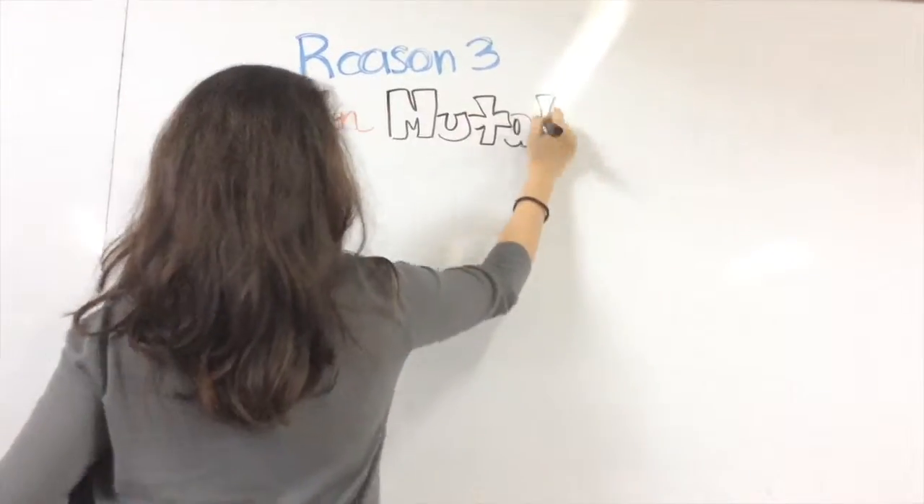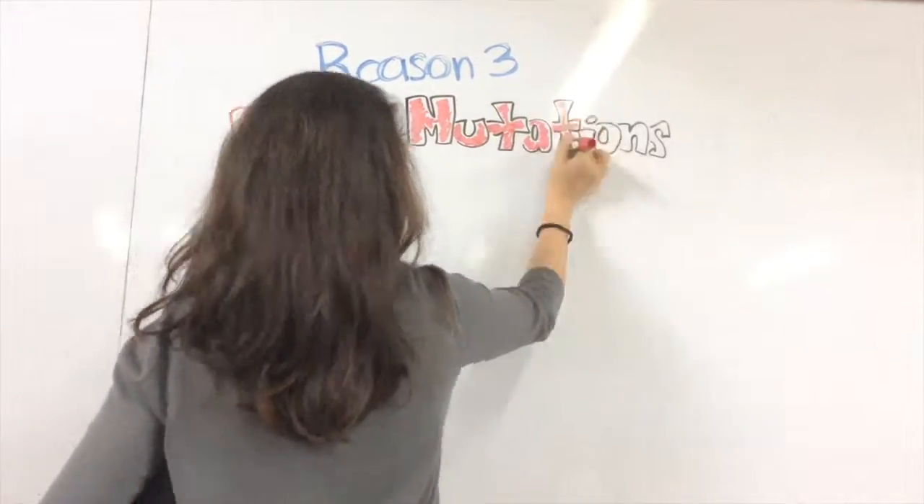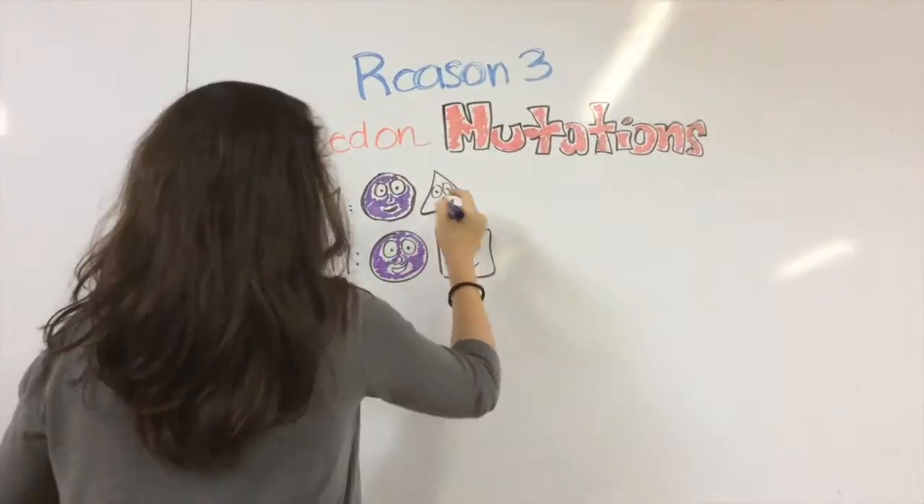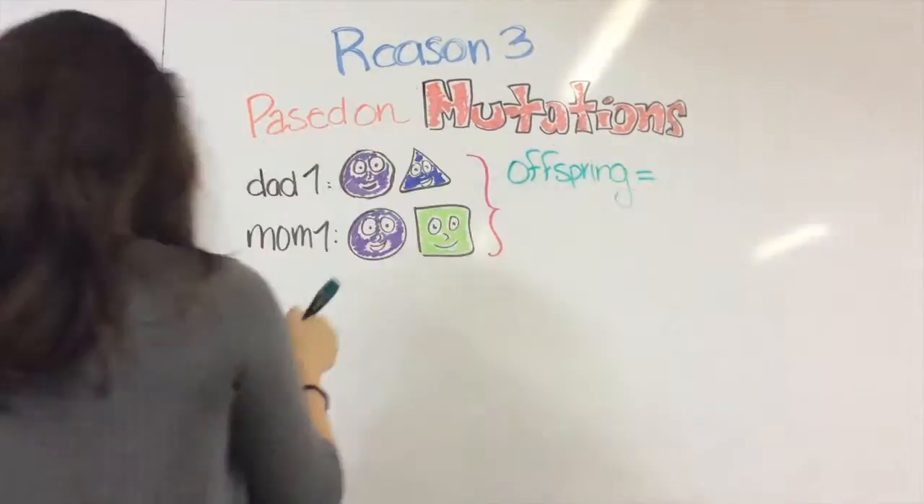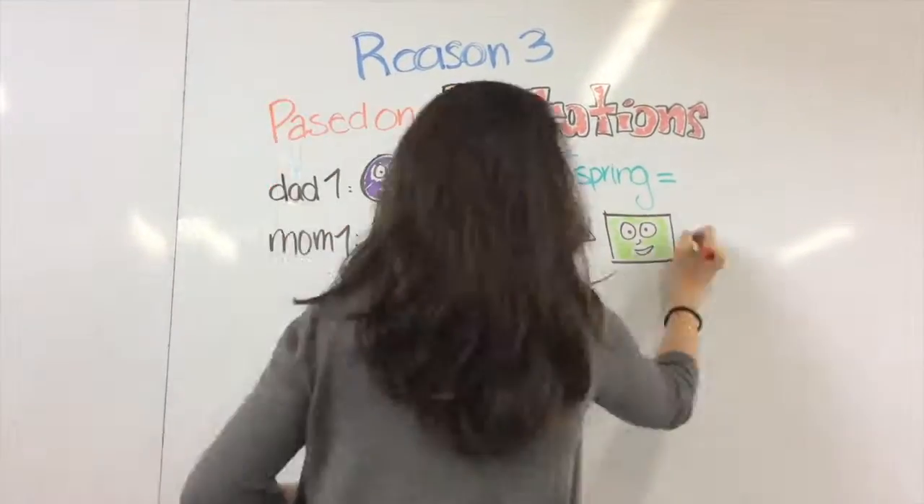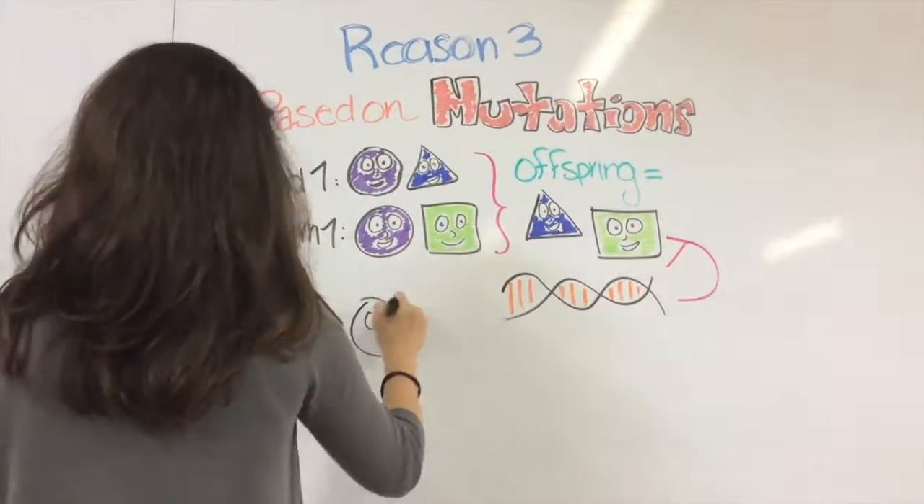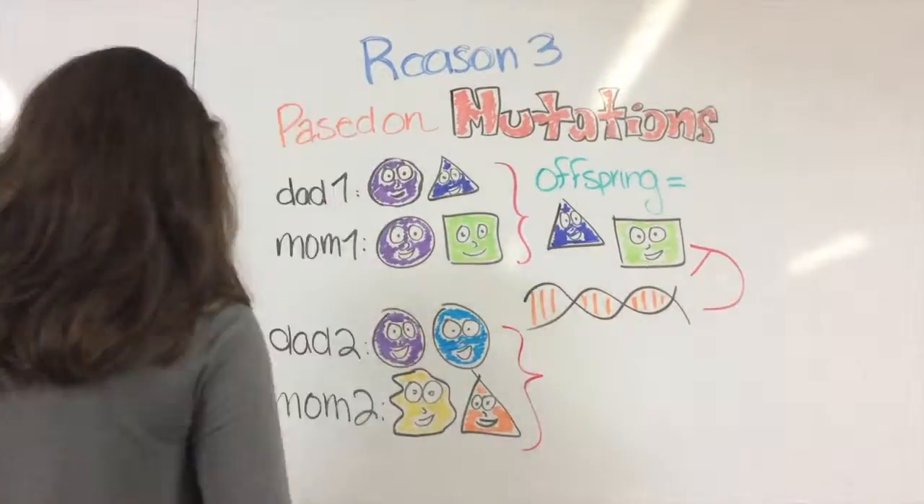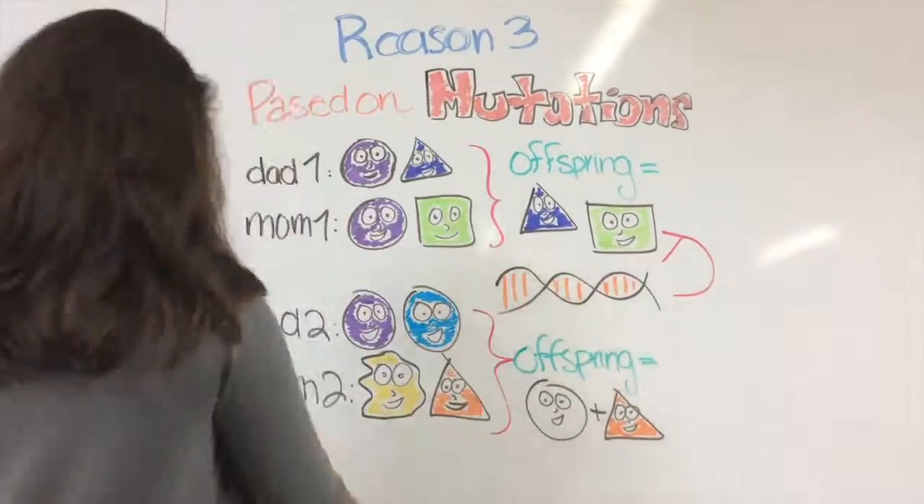Reason number 3 is passed on mutations. As the different genes and epigenetics in each parent combine, they will each contain specific genetic mutations of each parent that will make the offspring not identical. Even in the unlikely chance that both children look the same, the passed on mutations will never be the same for both offspring.